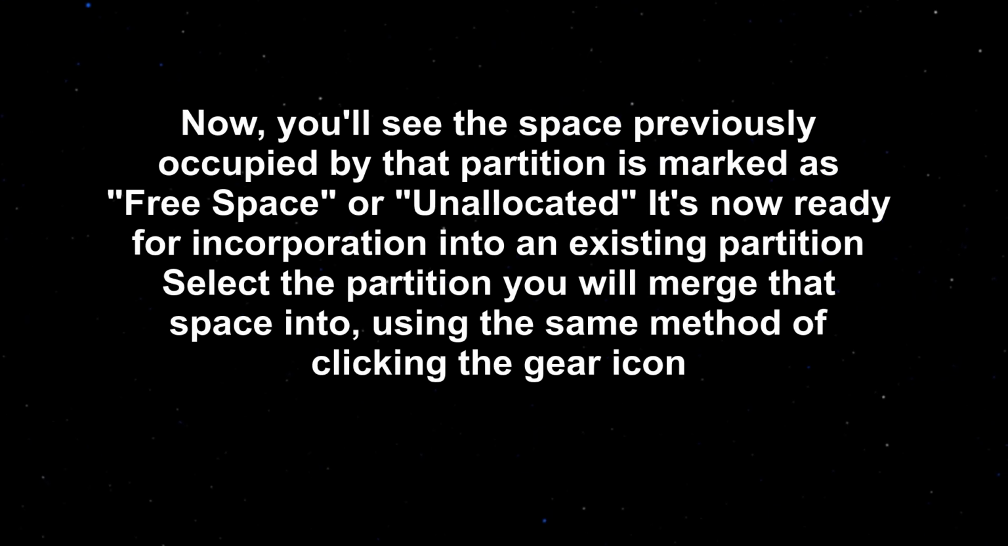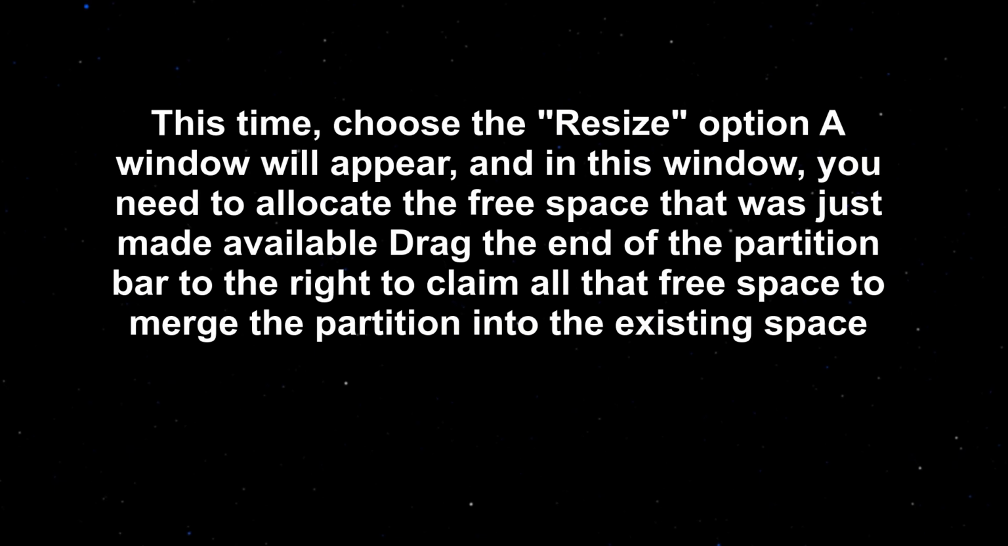Now, you'll see the space previously occupied by that partition is marked as free space or unallocated. It's now ready for incorporation into an existing partition. Select the partition you will merge that space into, using the same method of clicking the gear icon. This time, choose the Resize option. A window will appear, and in this window, you need to allocate the free space that was just made available.